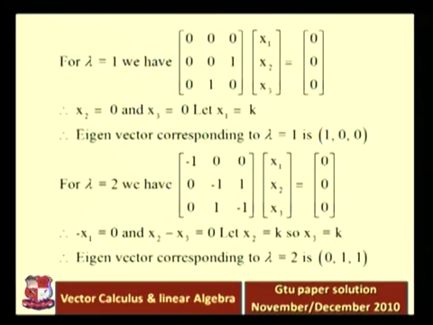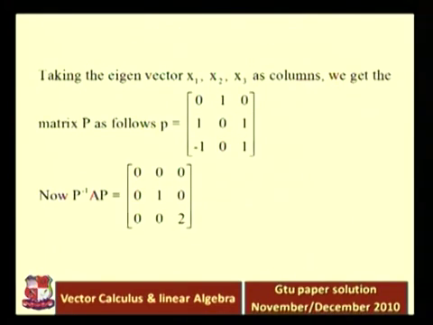What is our eigenvector corresponding to lambda is equal to 2? 0, 1, 1. So that is our third column of the matrix P. Okay. So this matrix P diagonalizes A, and now P inverse AP.